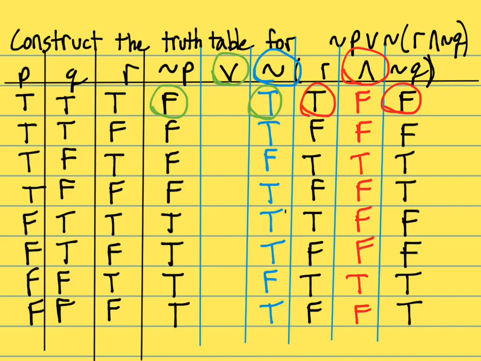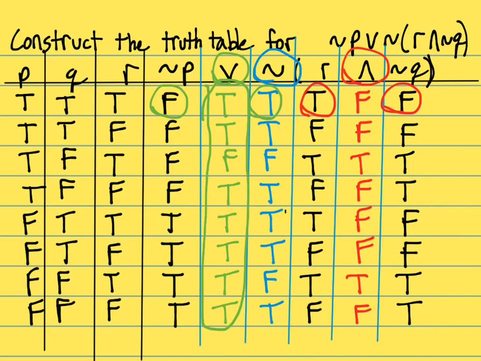So we go through here, false or true would be true. Looking at the second column, false or true would be true. False or false would be false. And then we just continue down the line applying the condition for the OR statement until we have the whole column. And that was the final operation, so that is our answer for that truth table.